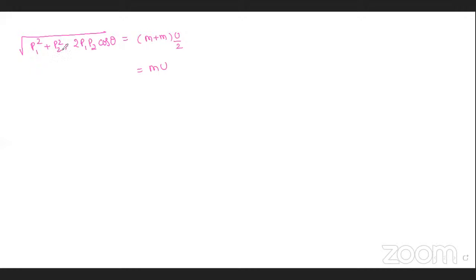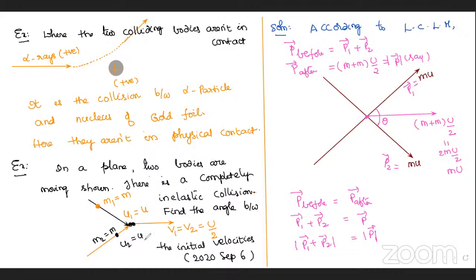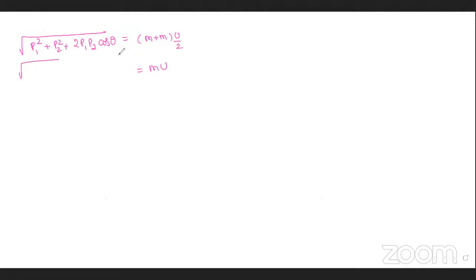Then here substitute the magnitudes of P1 and P2, which Mr. Manibabu explained. Magnitude of P1 is m into u, magnitude of P2 is m into u. All are equal. So directly you can substitute: root of (mu) whole square plus (mu) whole square plus 2 mu into mu into cos theta is equal to 2m into u by 2.